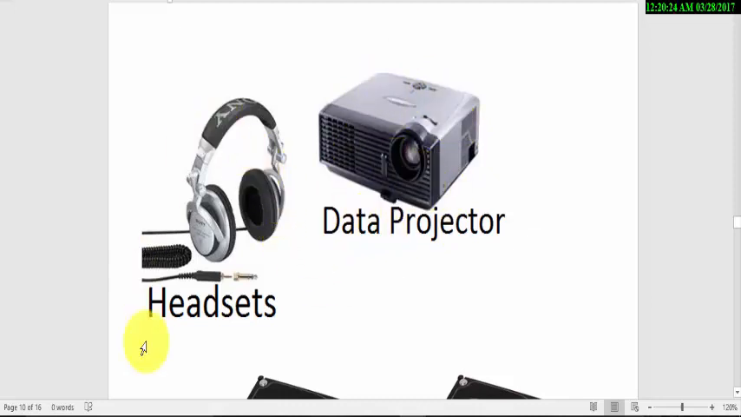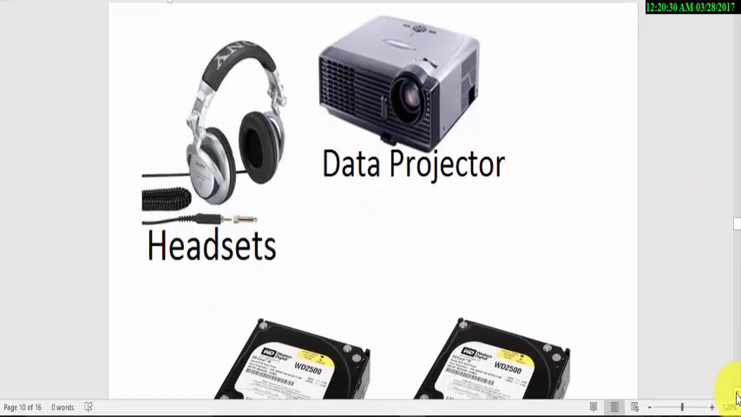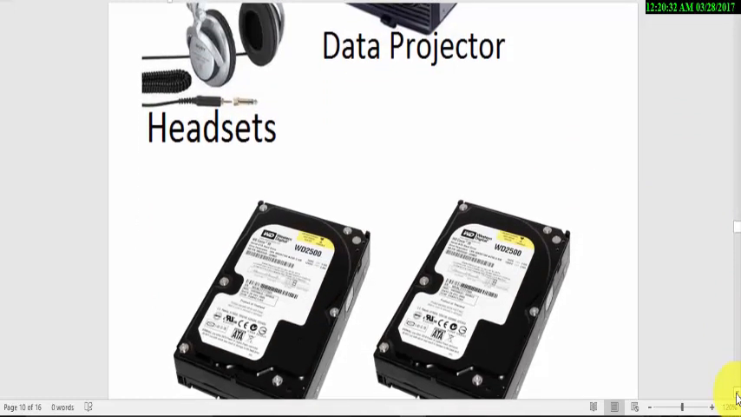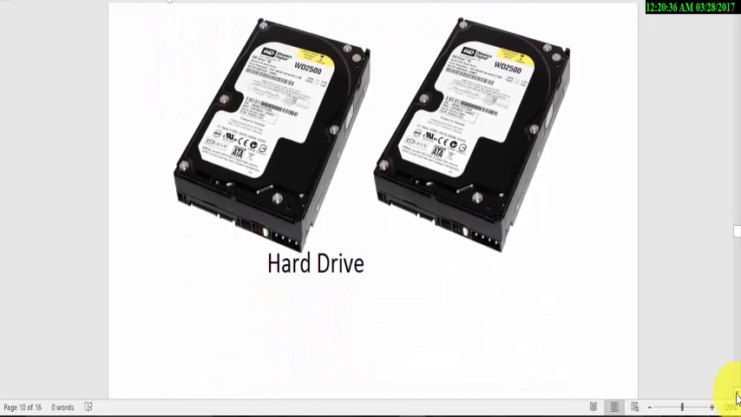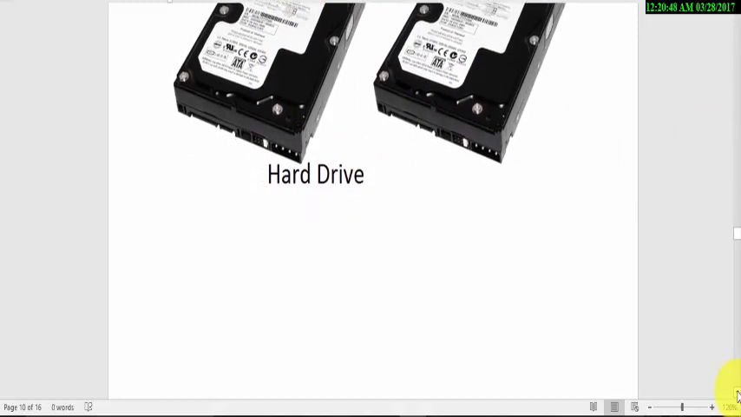Then these are headsets. Headsets are output devices because we are able to hear the sound from the computer. Then we are going to look at the hard drive. The hard drive is a storage device. The hard drive is called the storage device because it helps us to store work on the computer.